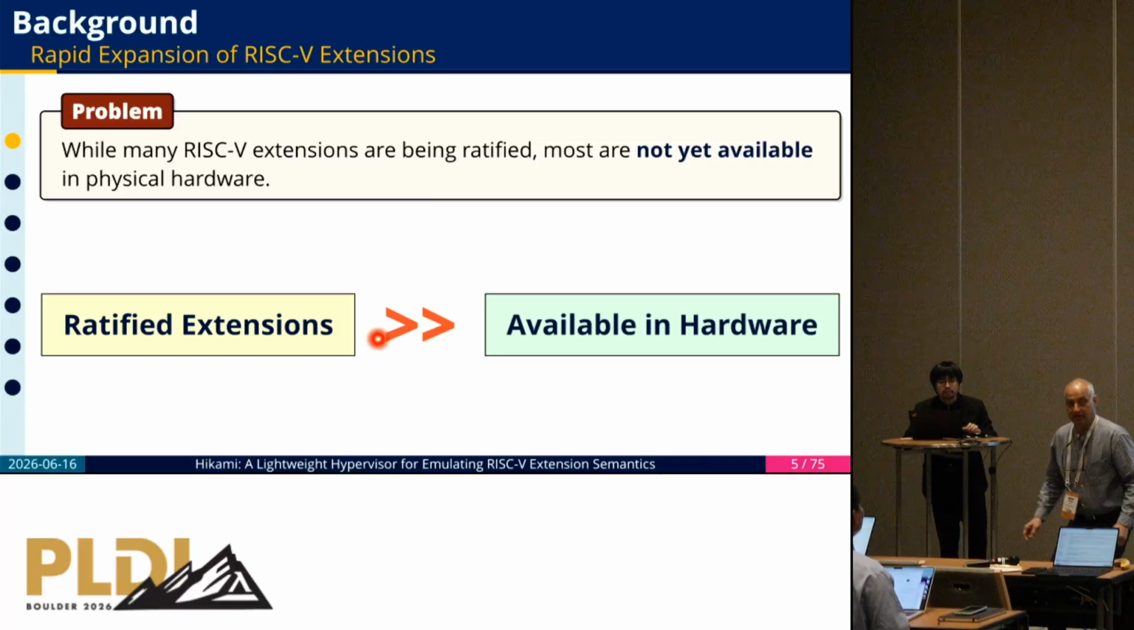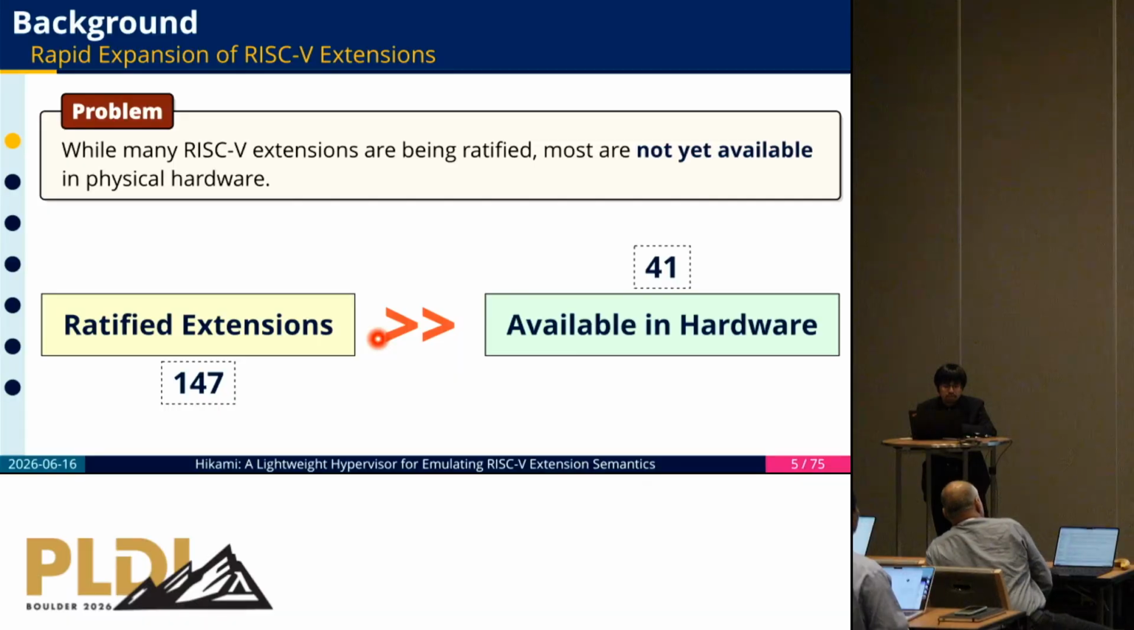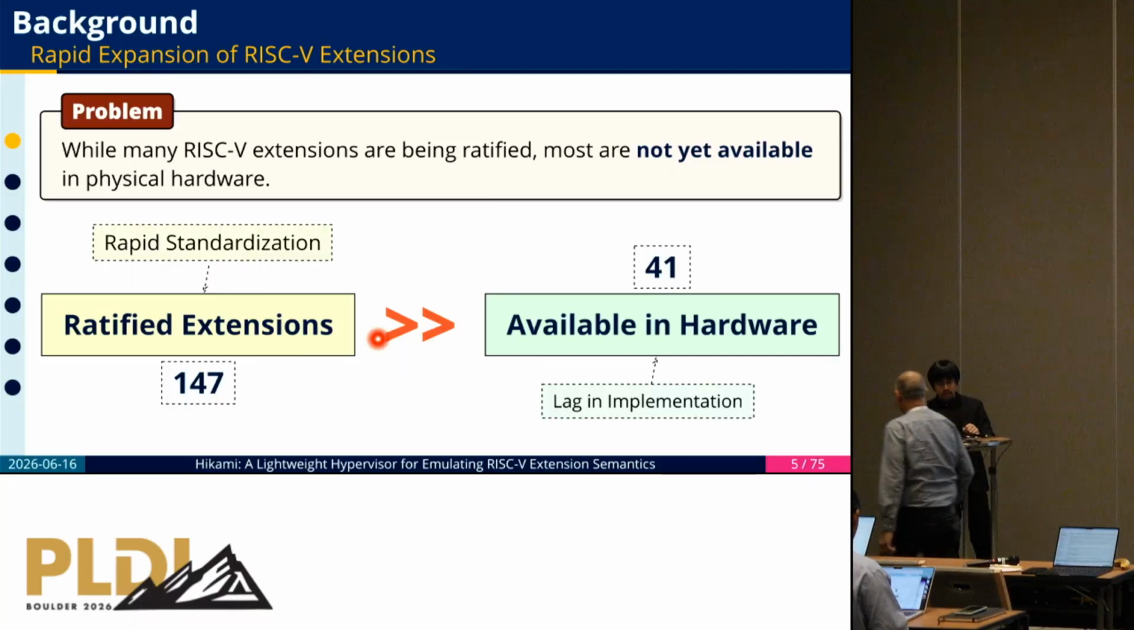As shown in the diagram, the number of official RISC-V extensions is growing extremely rapidly, with nearly 150 standard extensions currently defined. In contrast, the number of extensions actually available in silicon lags far behind. According to our empirical survey, only about 40 extensions have confirmed adoption.